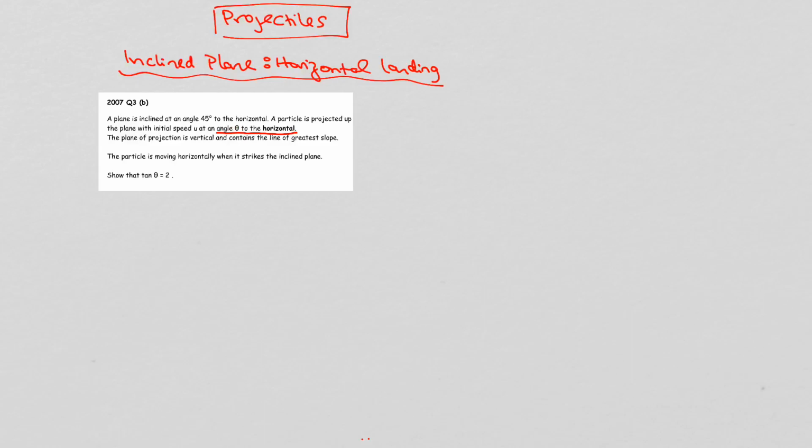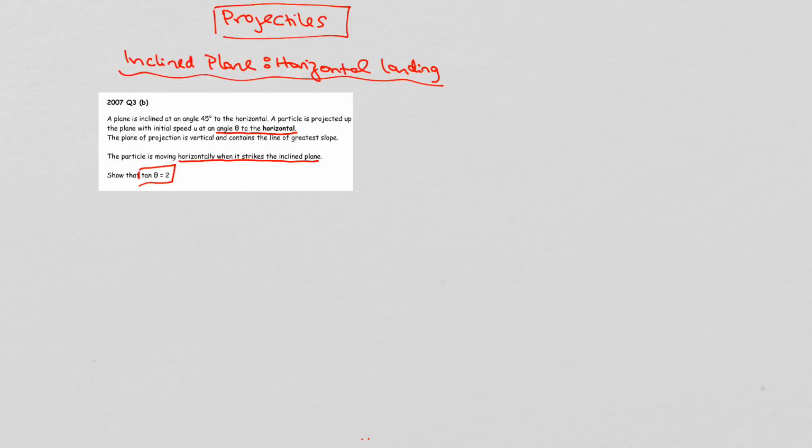We're told the plane of projection is vertical. In other words, it's going straight up the plane and not veering to the left or the right. And we're told the particle is moving horizontally when it strikes the plane, and we have to show that tan theta is equal to 2. We're not going to worry about how to get tan theta equals 2 until we get closer to the end. Instead, we're going to see what information we are given and what we would normally do with that information.